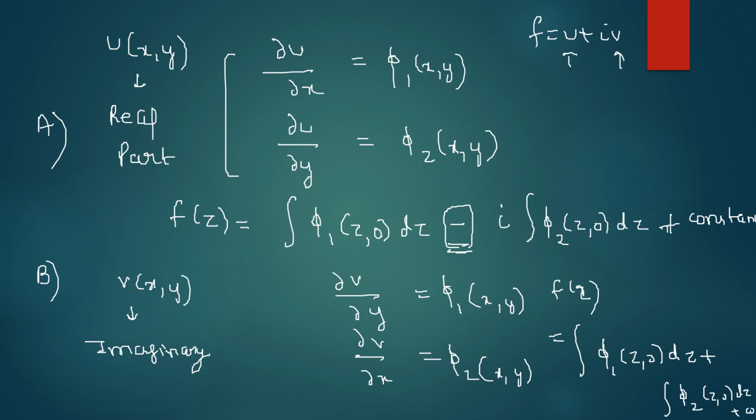Okay, so let's see how it will work in terms of one example. Here's the question. You have a function u, let's say e raised to the power x times (x cos y minus y sin y). You have to find the analytic function, you have to check whether it is harmonic or not, and then you have to check whether the harmonic conjugate condition is satisfied. All these three parts will be covered in a single question.